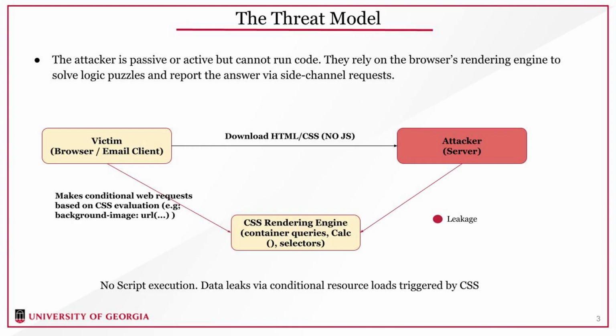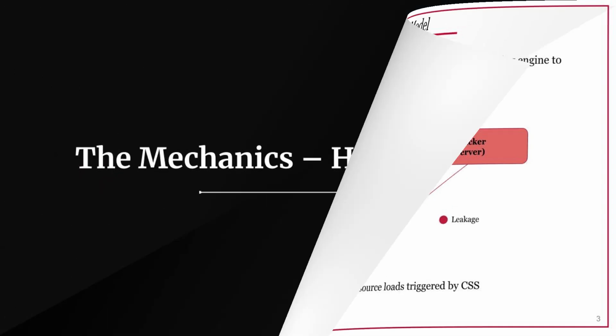If a specific condition is met, for example, is the user running Windows? The CSS triggers a web request to load a specific background image. That request is the leak. The attacker sees which image was requested and instantly knows the answer to the puzzle.